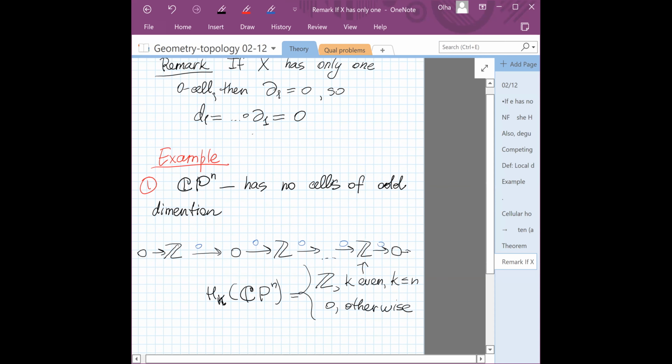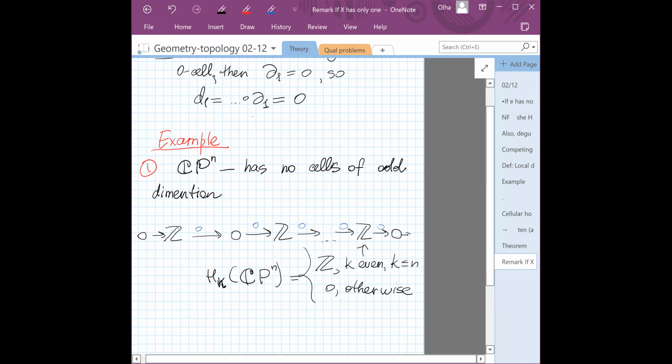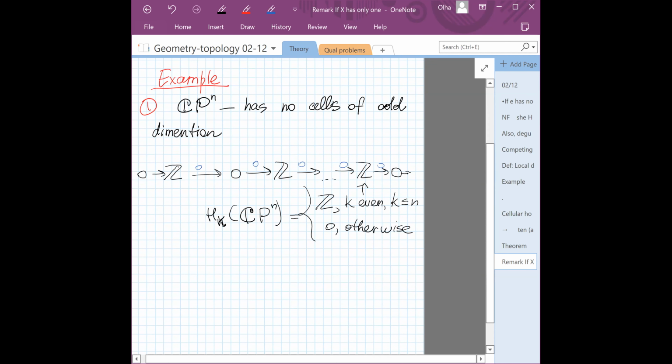Okay, does this make sense? Okay. But it should be 2n, right? K is less than or equal to 2n. Oh, yeah, you're right. Thank you.